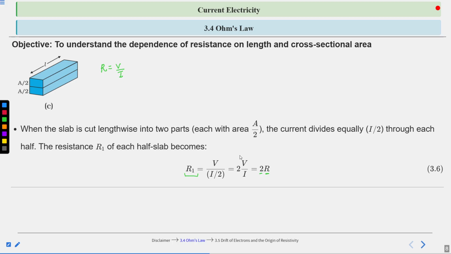Now what can we interpret from this result? We have reduced the area of cross section to half and the resistance is becoming double. So we can infer from this result that if the area of cross section is decreasing, resistance is increasing. If the area of cross section is becoming half, resistance is becoming double. This means resistance is also proportional to A, but is it direct or inverse? It is inversely proportional to A. That means if one quantity is increasing, the other is decreasing.